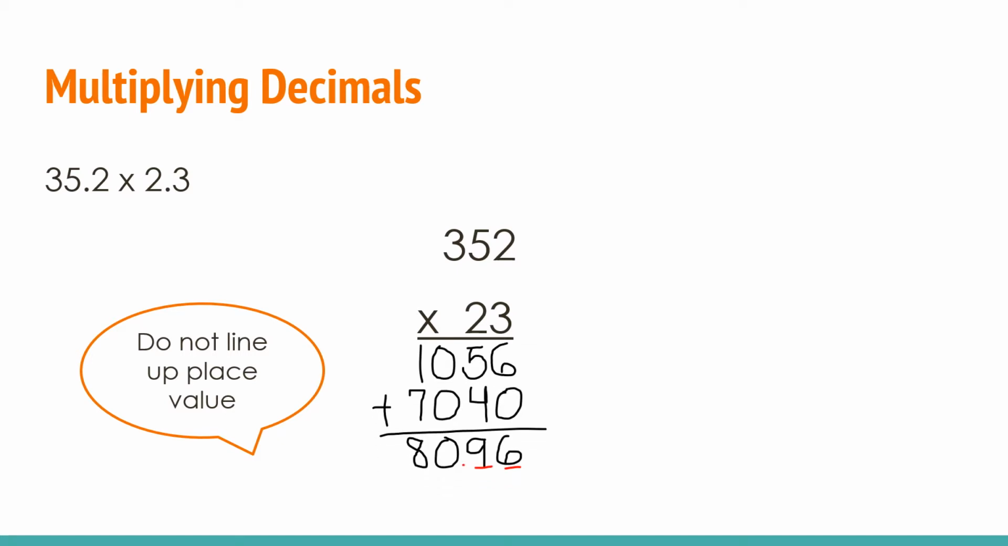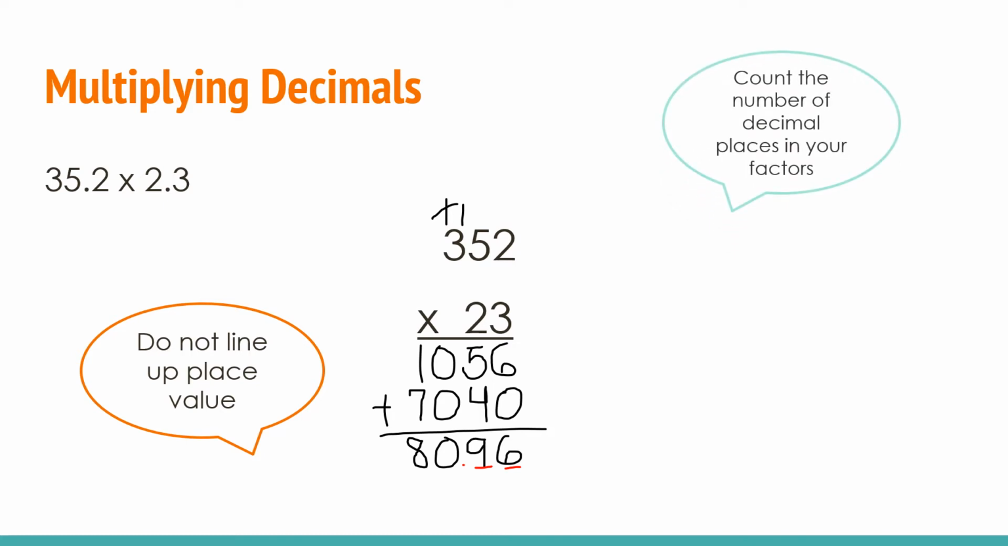Now we solve. We're solving just like regular, where you multiply all the ones place, then you multiply the tens place. Don't forget to add your 0 when you're moving down to your tens place. Once I have my answer, I want to remember that I have to count the number of decimal places in my factors. Now, my original factors had 2 decimal places. Therefore, I need to have 2 decimal places in my answer. As you see below, I made 2 decimal places where now my answer is 80.96.